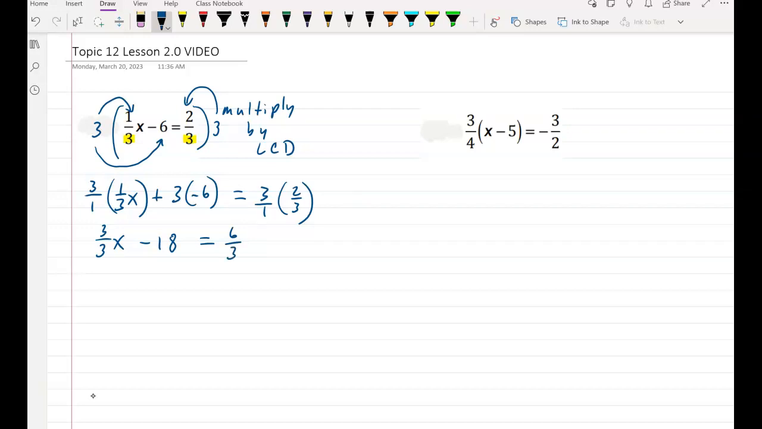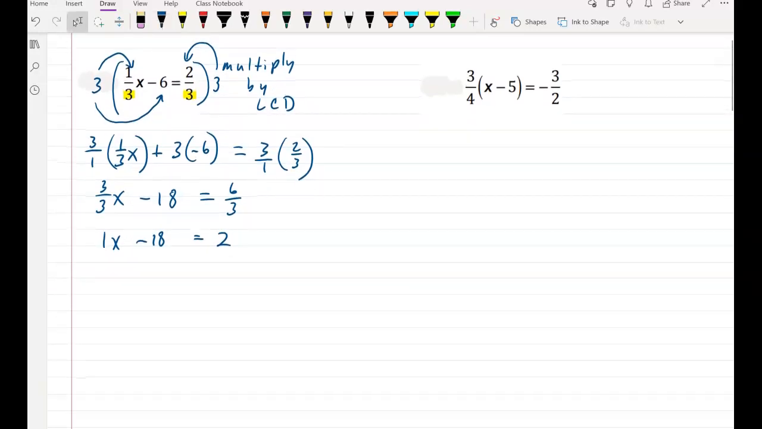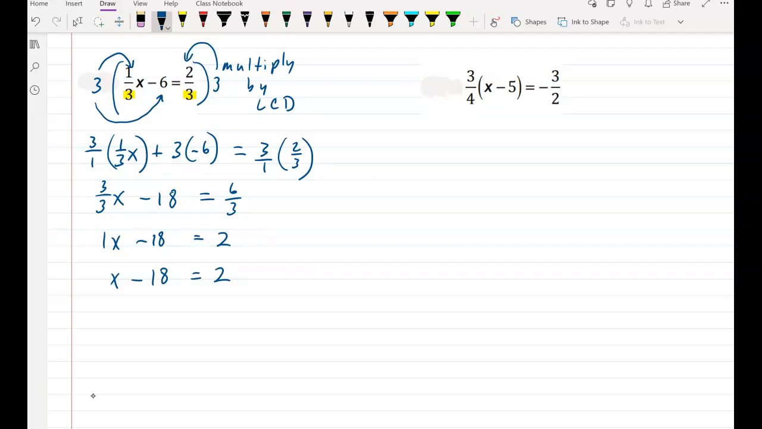Now, 3/3 is, well, that's just 1, right? 1x minus 18 equals, and 6/3, 6 divided by 3, that's 2. So 1x minus 18 is 2. We're almost there. Now remember, 1 times x is just x. So this is just x minus 18 equals 2. All right, well, now we've removed all the fractions, and we're down to a really simple equation. X minus 18 equals 2.